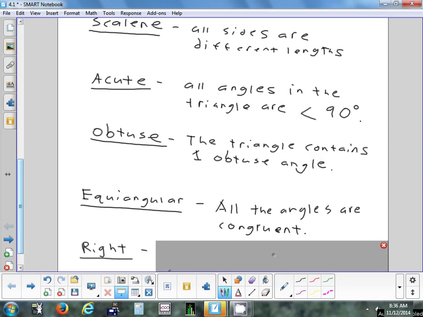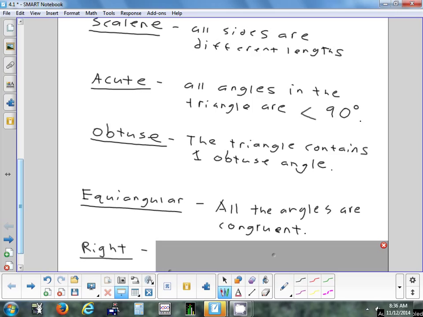Anybody have any thought about that one? Equilateral and equiangular? Any comments about those two? Yeah, they really mean the same thing. If you're equilateral, you're automatically equiangular. You have to be, because we're going to learn that however many sides in a triangle are the same length, that's how many angles are the same measure. So if all your angles are the same, all your sides are the same. Those two always go together.